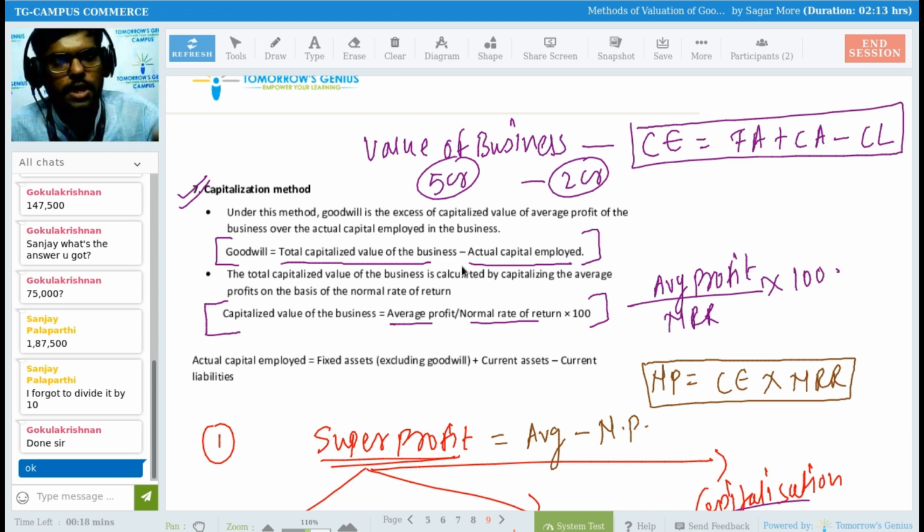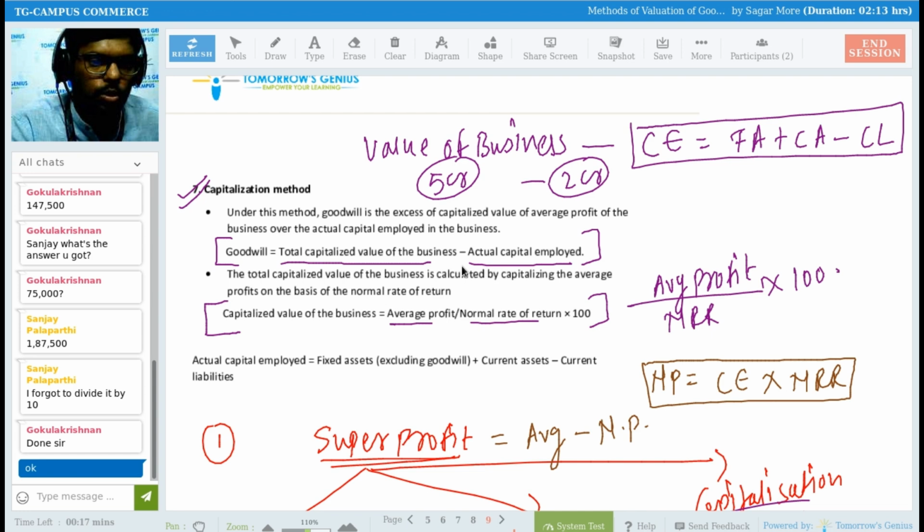How to calculate capital employed? Fixed asset plus current asset minus current liability. So how to calculate value of business? Value of business is equal to average profit divided by normal rate of return multiplied by 100.